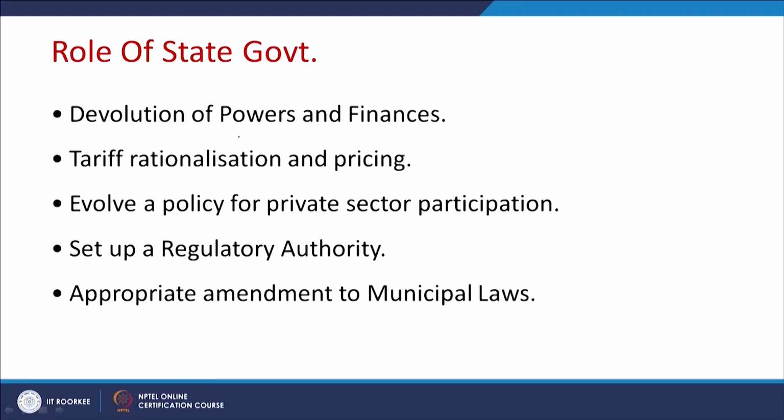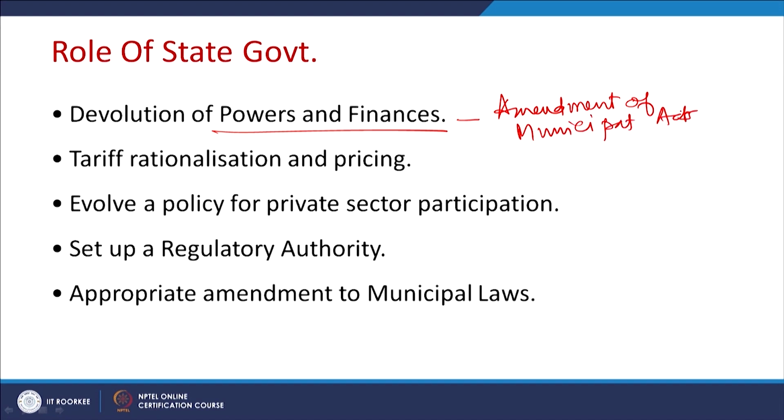Next is the role of the state government: the devolution of powers and finance through amendment of the Municipal Act, tariff rationalization and pricing, evolving a policy for private sector participation, setting up a regulatory authority, and appropriate amendment to the municipal laws. So, these are the possible roles and actions by the state government.